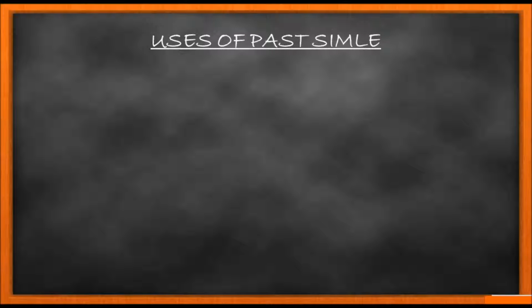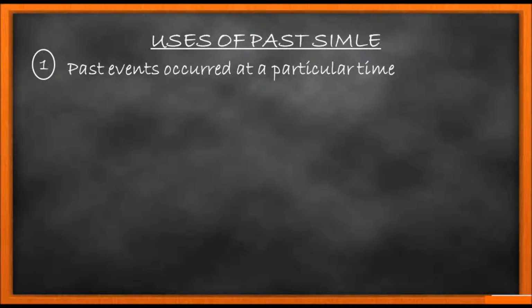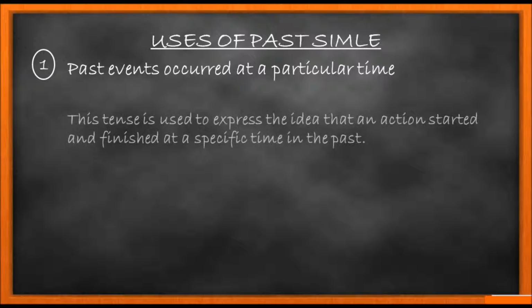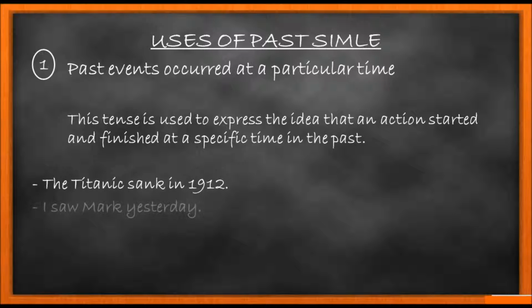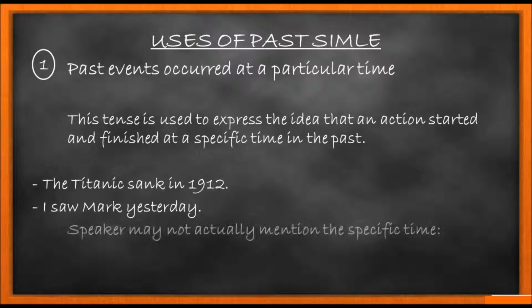Uses of past simple. Number 1. Past events that occurred at a particular time. We use the simple past to express the idea that an action started and finished at a specific time in the past. For example, the Titanic sank in 1912. I saw Mark yesterday. However, the speaker may not actually mention the specific time, but they do have one specific time in mind. She washed her car.